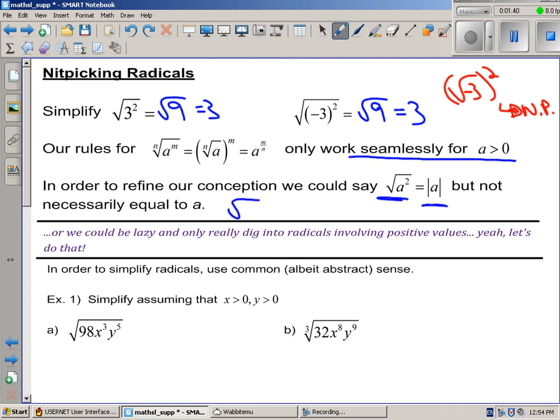So if I have the cube root of negative 3 all cubed, that's the same as the cube root of negative 27, which works out to negative 3. That's fine. No issues. Okay. Or instead of dealing with these situations on a case-by-case basis, we can say most of the time we're going to dig into radicals only in the context of positive numbers. Now, it seems like a bit of a cop-out, but for now, that's what we'll do. So, only dig into radicals with positive values.